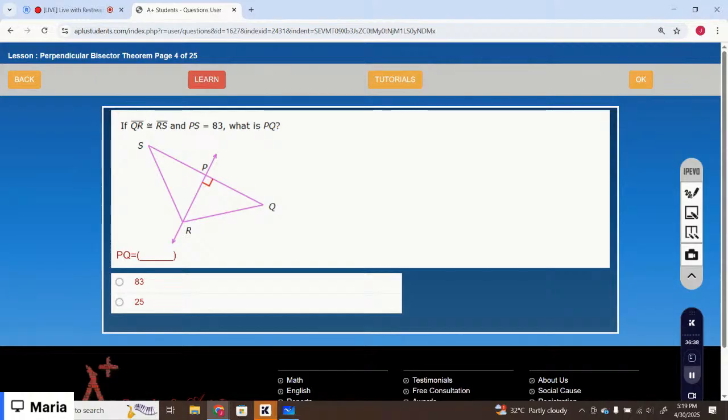PR and RS are congruent and PS equals 83. What is PQ? So, according to the perpendicular bisector theorem, PS and PQ must be equidistant and congruent. So, that is 83. Option number one is the correct option.